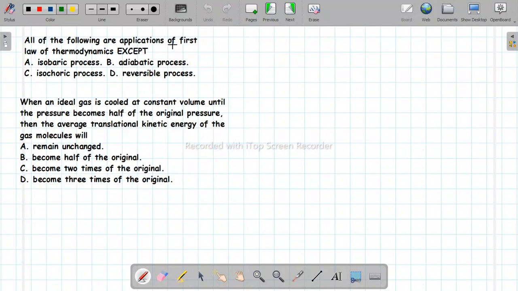All of the following are applications of first law of thermodynamics, except. In this chapter we will discuss two laws. We have first law of thermodynamics, which explains the conversion of heat, energy, and work. Then we have second law of thermodynamics, which describes the possible direction of heat transfer. When it comes to second law, reversible process, that is heat engine, is the application of second law. And when it comes to first law, these thermodynamic processes, isobaric, isochoric, and adiabatic, are the applications, right? So all in all, option D is the correct option.